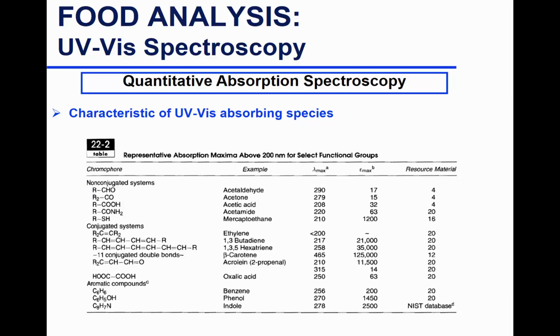This is just an FYI reference table showing that different groups present in different components will absorb light, and that is the lambda max, the wavelength at which you get maximum absorbance. The epsilon here is your absorptivity, or molar extinction; when it's epsilon, it's mostly molar extinction in molarity. Each one has a specific value, and that's just a resource.